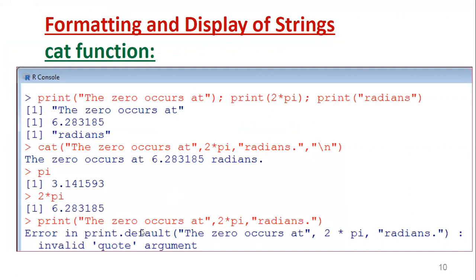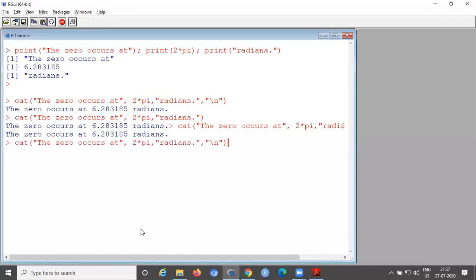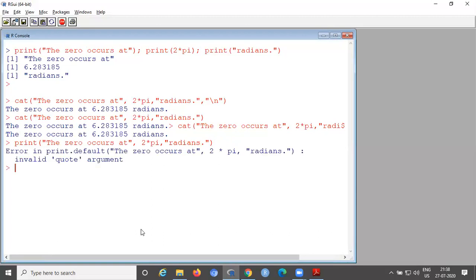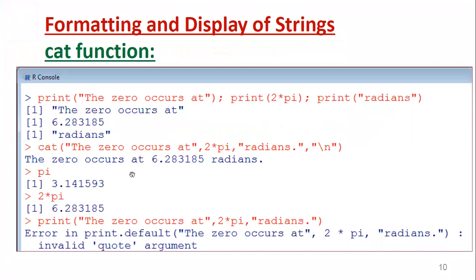Whenever you want the same result using print, here you can see using the print function, if we combine multiple items, what you will get here, we already saw in our previous lecture, is an error. Why? Because the print statement can't print multiple lines. It prints only one line at a time. So it shows the error, invalid quote arguments. So that's why we can't use the print statement to combine multiple items or statements. For that we will use the cat function.